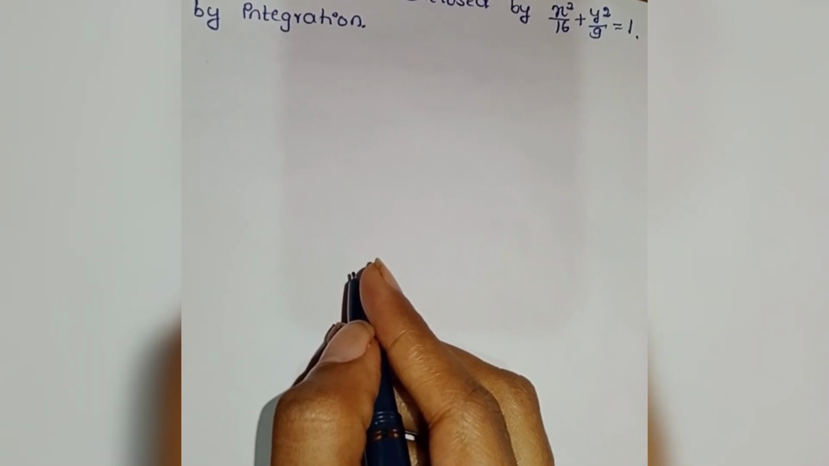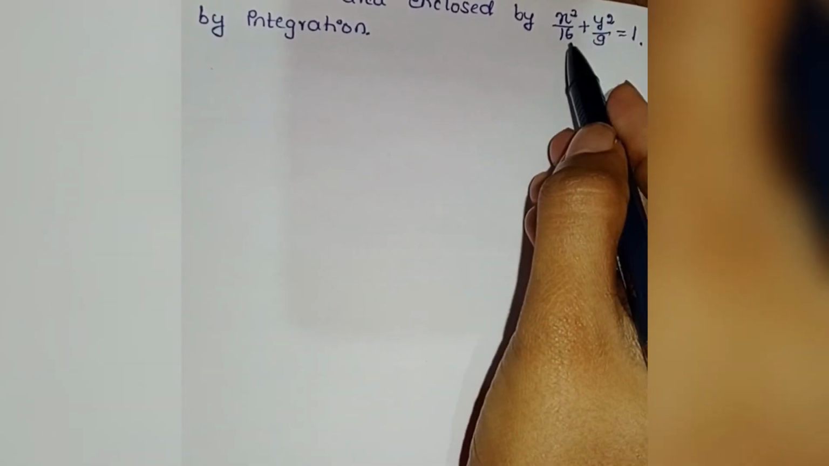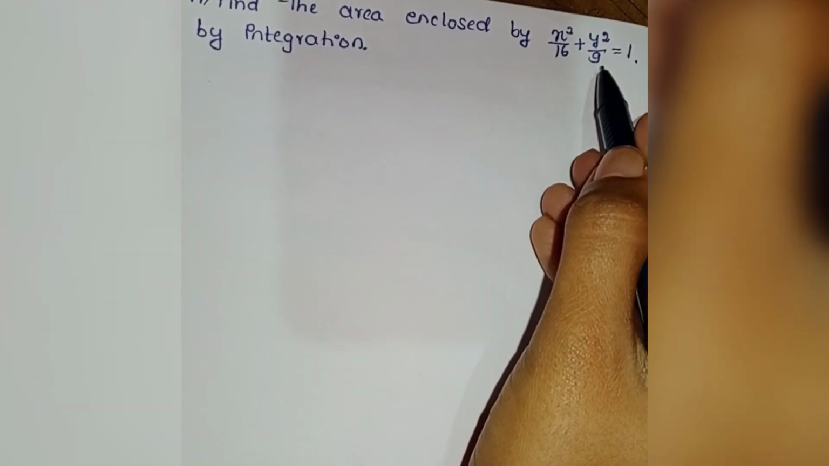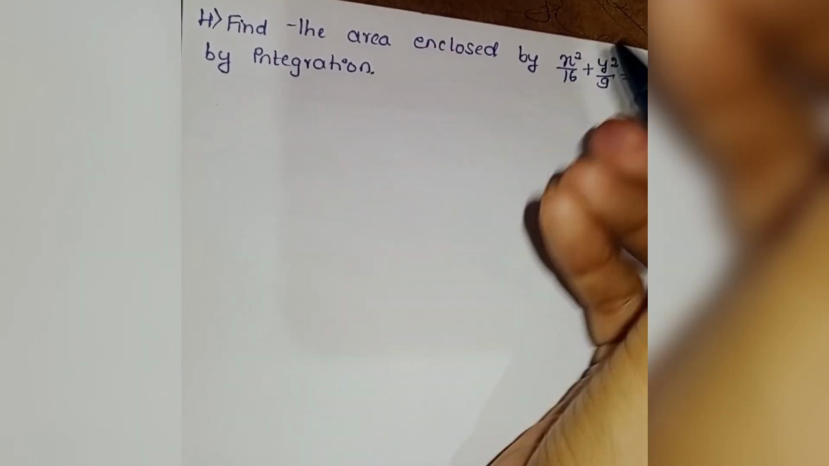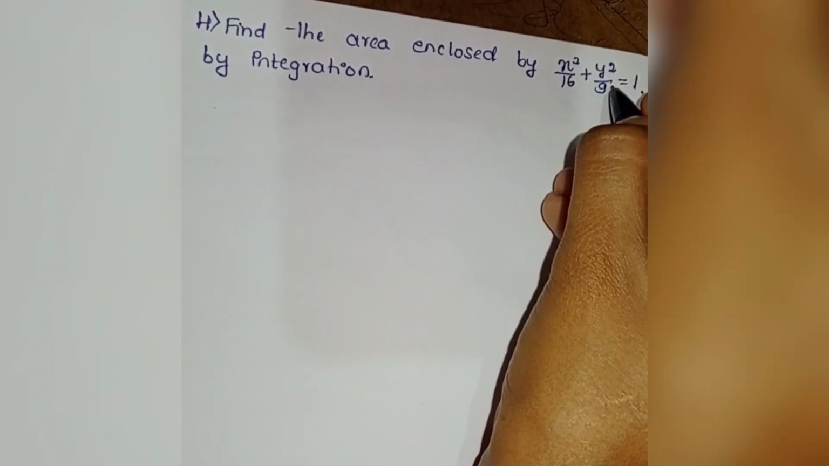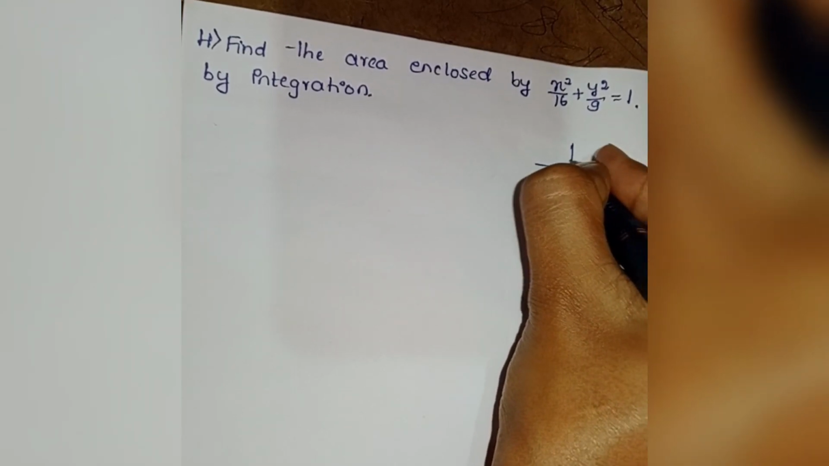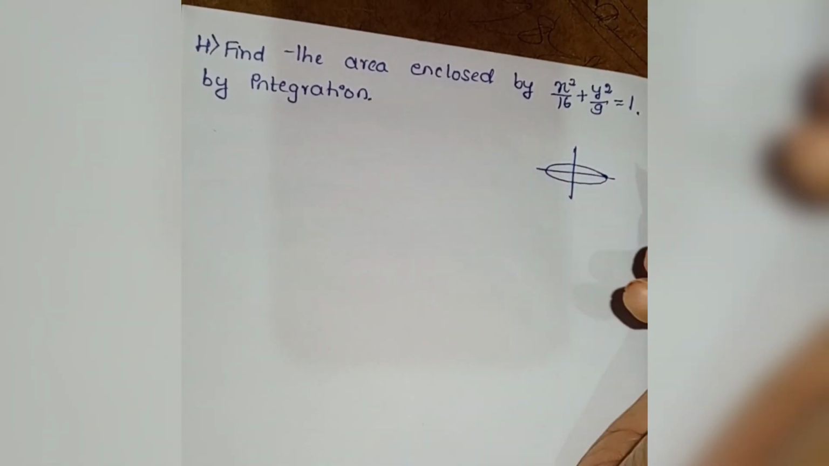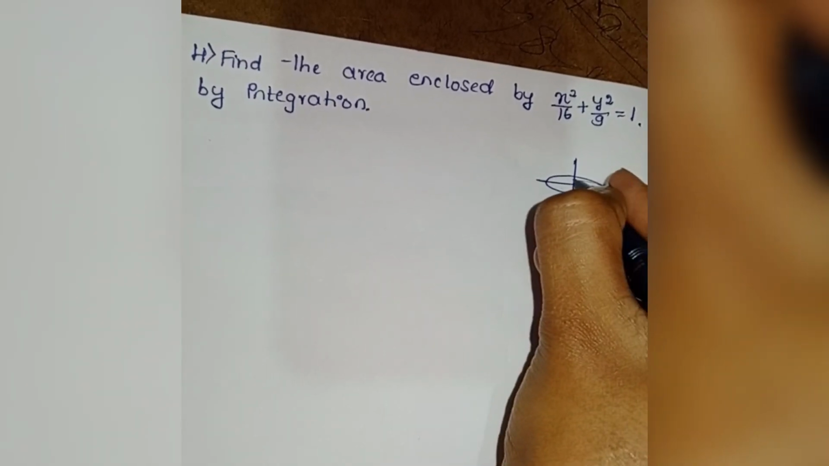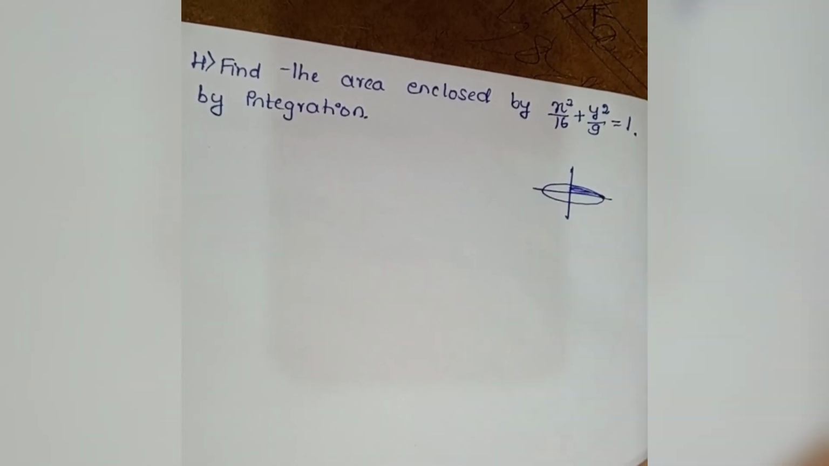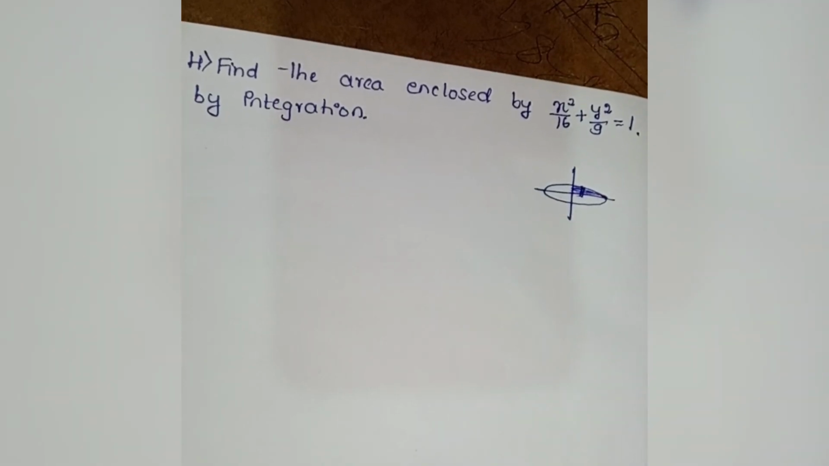Next 5-mark question. Find the area enclosed by ellipse x square by 16 plus y square by 9 equal to 1 by using integration. Right? Now here 16 and 9, so this is the equation of horizontal ellipse. Right? So we have to find out area enclosed by the ellipse, that is same as 4 times of this area. So consider a small strip with respect to x-axis.